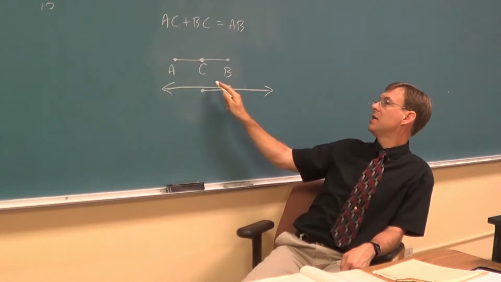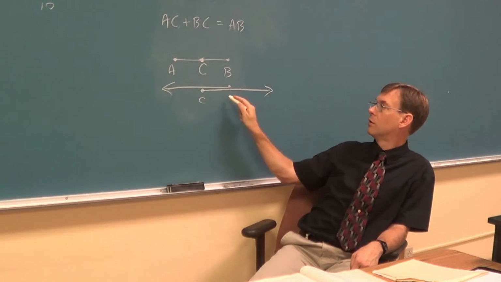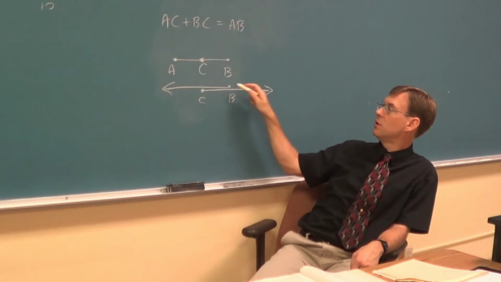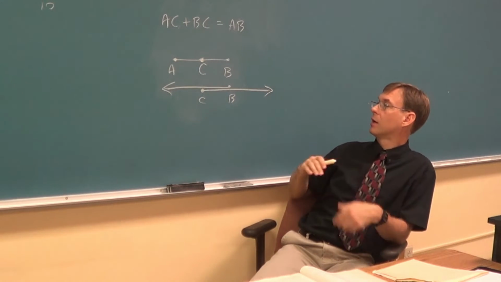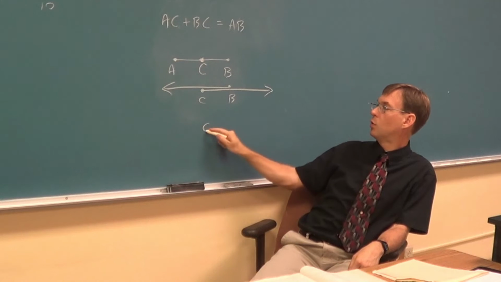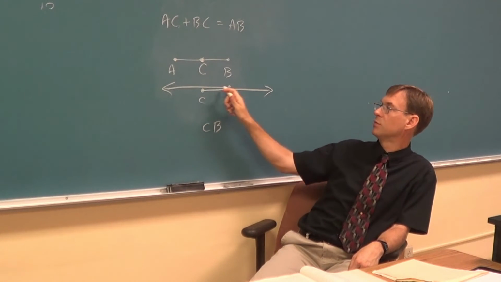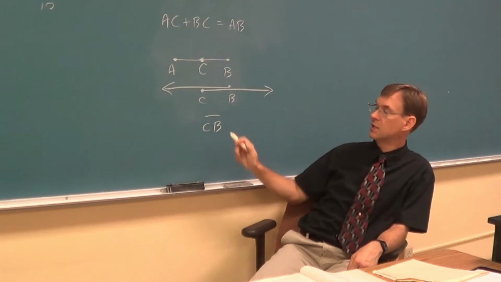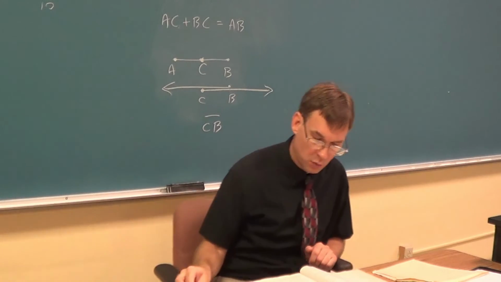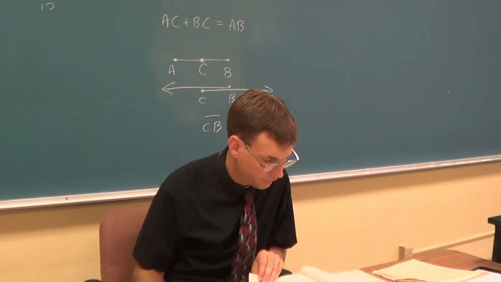So if we stack these on top of each other, where would these two things be overlapping? CB, from C to B. What kind of geometry thing is it from C to B? A line segment. That is a line segment. So that first answer would be line segment CB.